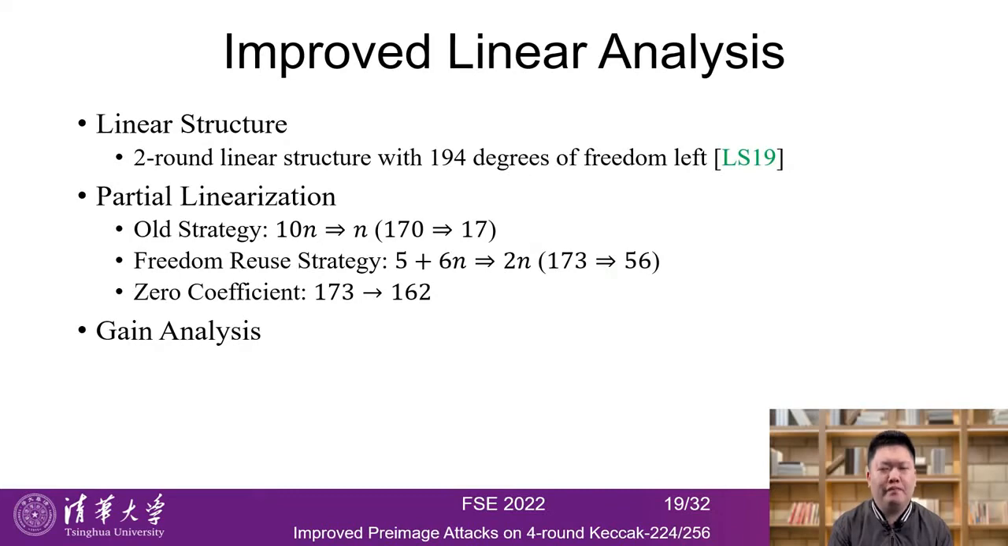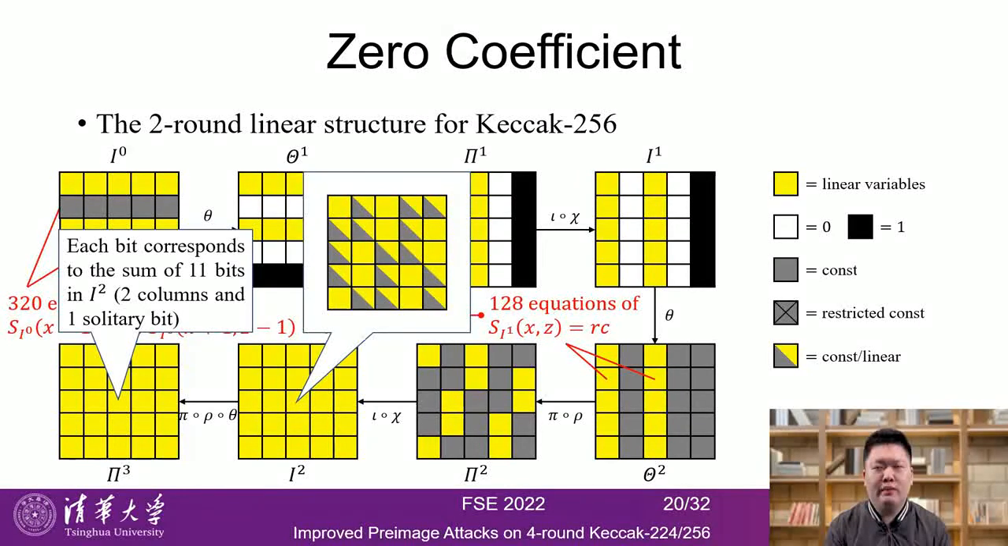To explain the principle of zero coefficient, we first recall the two-rank linear structure. We have constructed here a linear root from chi zeros to pi third, and we are about to set several constants in pi third to perform partial linearization. One step backwards, each bit in pi third corresponds to the sum of 11 bits in chi second, in the form of two columns and one solitary bit. Although we paint chi second all yellow, actually some of the bits may be constants or variables, depending on the input of step chi.